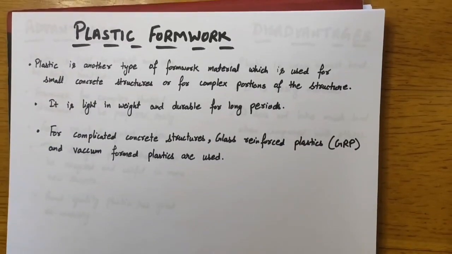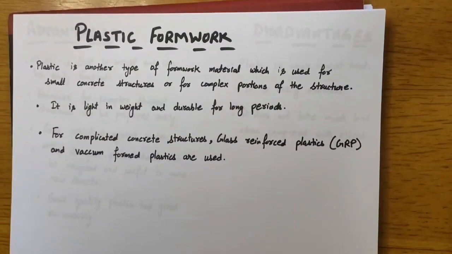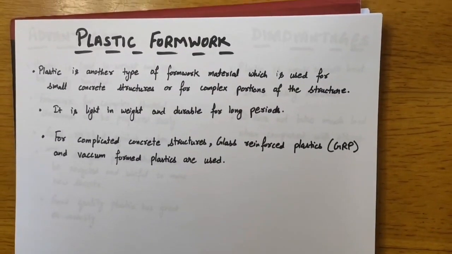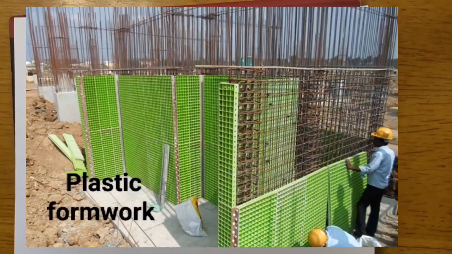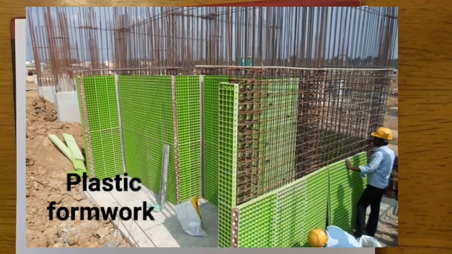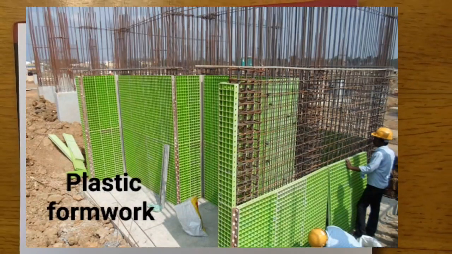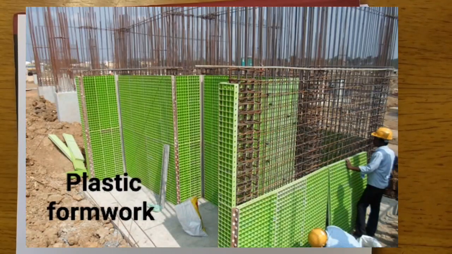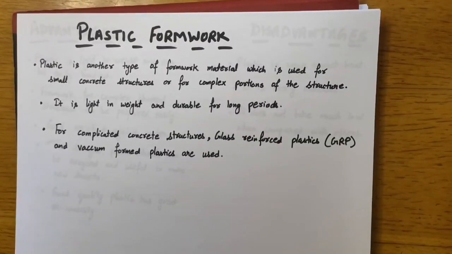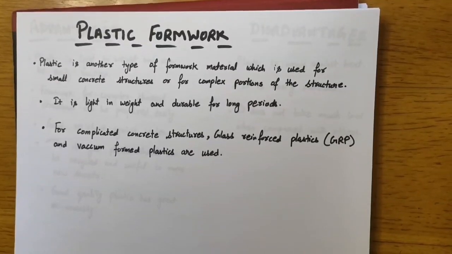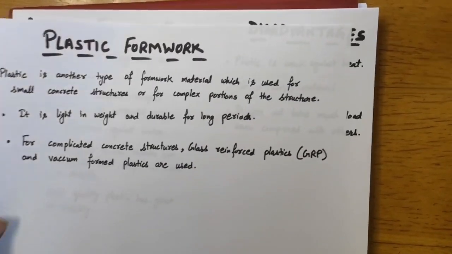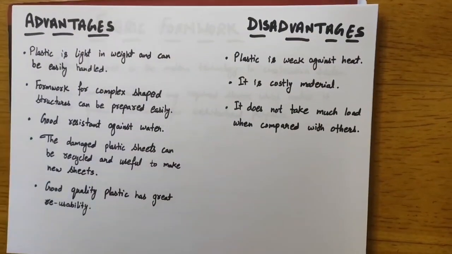Next is plastic formwork. Plastic is another type of formwork material which is used for small concrete structures or for complex portions of the structure. It is light in weight and durable for long periods. For complicated concrete structures, glass reinforced plastic, which is also known as GRP, and vacuum formed plastics are used. Now let's see its advantages and disadvantages.